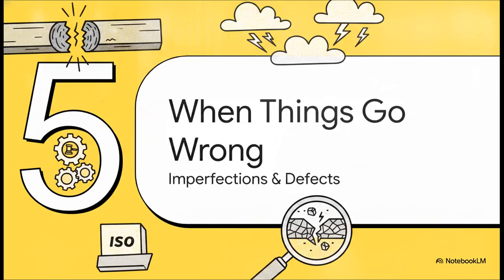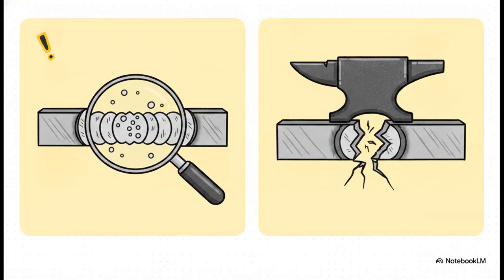And finally, Section 5, When Things Go Wrong, Imperfections and Defects. So what actually happens when that stress is just too much? When the anatomy of our weld fails, the ISO standard steps in to be the judge. And here we really need to focus on the vocabulary of failure. Now, in everyday conversation, we might use the words imperfection and defect to mean the exact same thing, right? But the ISO standard separates them very strictly.